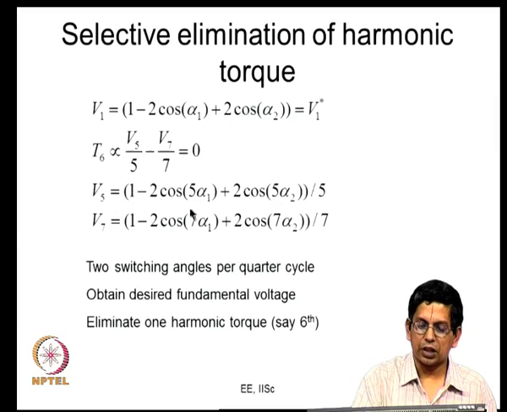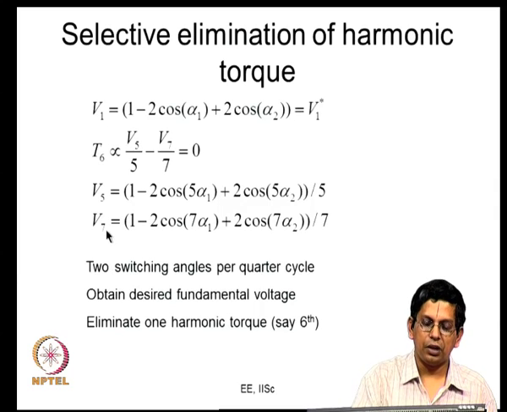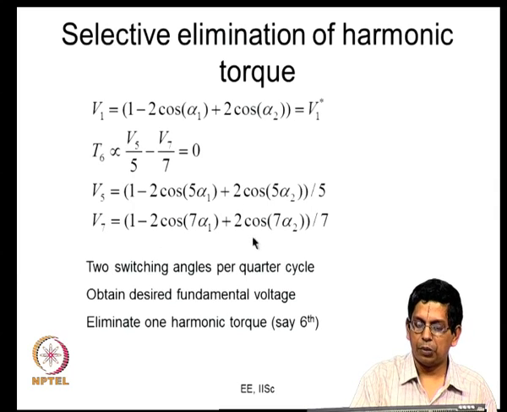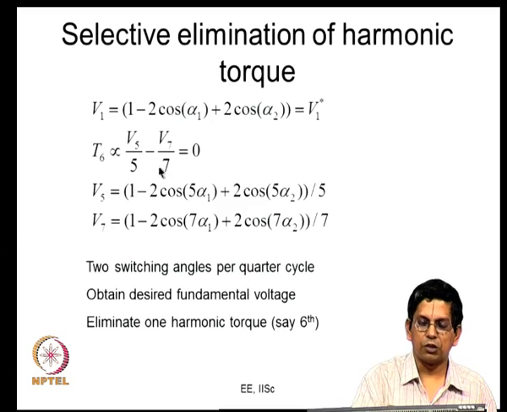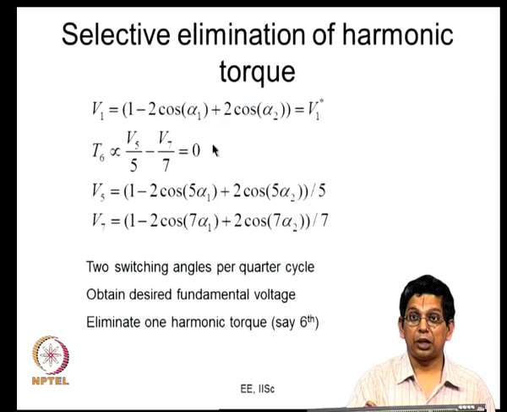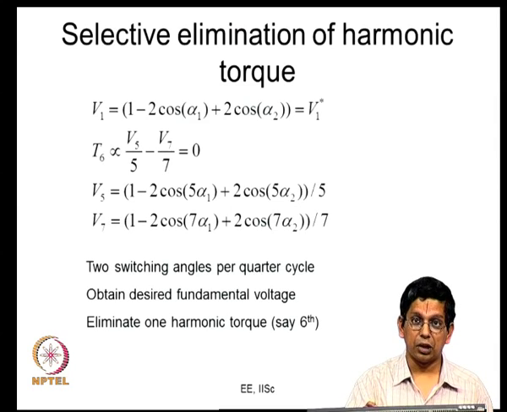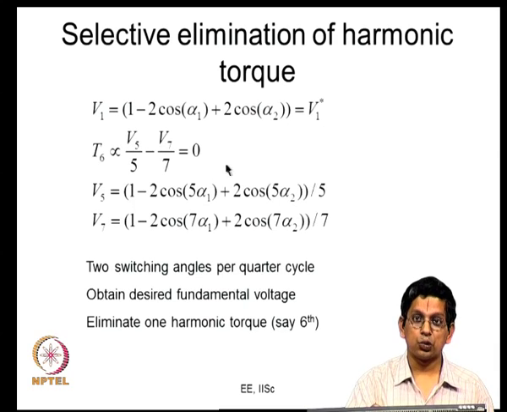It is 1 minus 2 cos 5 alpha 1 plus 2 cos 5 alpha 2, divided by 5. And what is V 7? 1 minus 2 cos 7 alpha 1 plus 2 cos 7 alpha 2, the whole divided by 7. So, this V 5 by 5 minus V 7 by 7 you want to make 0. So, you once again have two equations and 2 unknowns, you can solve them. But as some of you might recall from my lectures on low switching frequency PWM, selective harmonic PWM, you have 2 equations and 2 unknowns, but it is not necessary that you should have a solution.